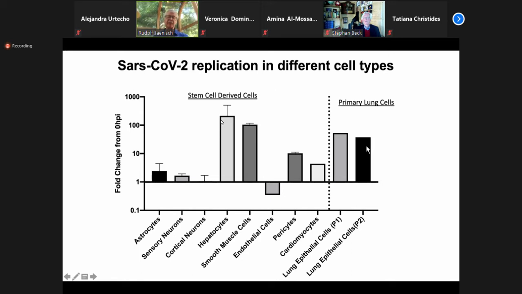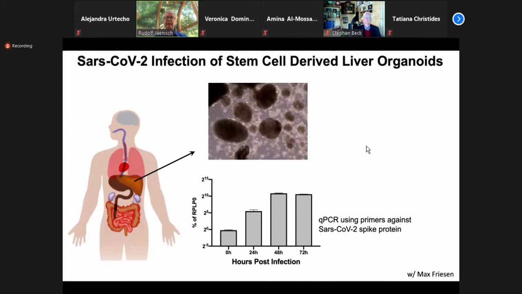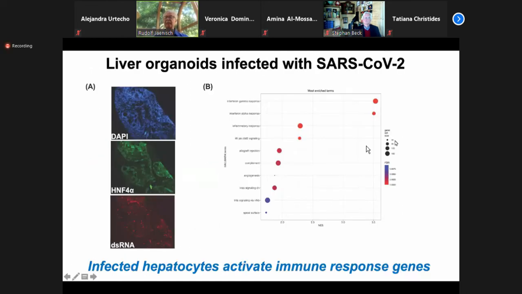Hepatocytes, this is a logarithmic scale, very well replicating cells. Smooth muscle cells, we'll come back to those, very well replicating. Endothelial cells really are not infectable. Pericytes, cardiomyocytes, much less. Lung epithelial cells, the primary cells were highly infectable and could produce virus. Then we come to liver. We made liver organoids, and they produce virus very well for quite a lot of days, and there seems to be no pathology in the liver, so they don't die. And they really activate the immune response, but I don't want to go into this in detail now.